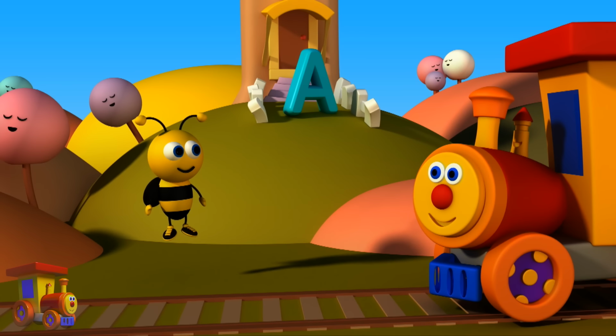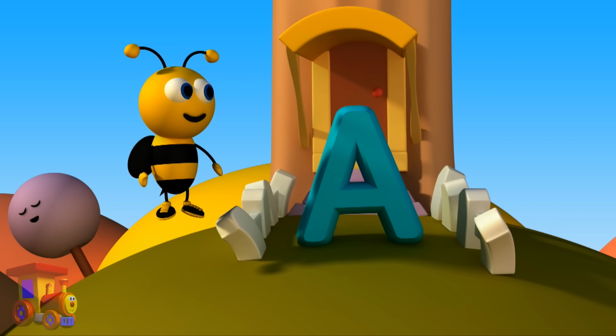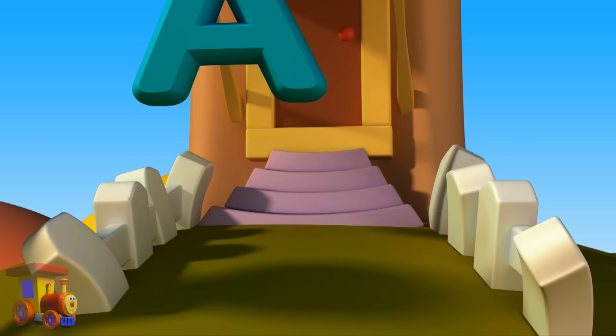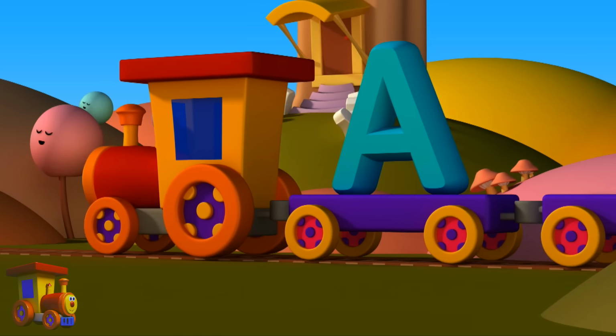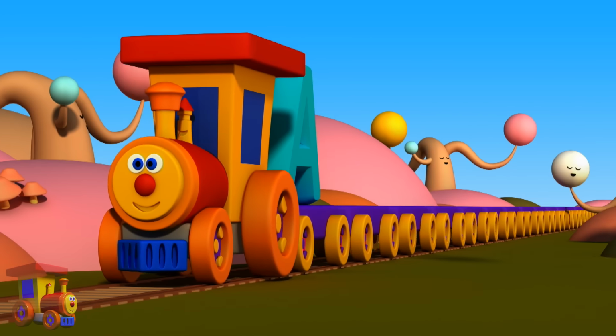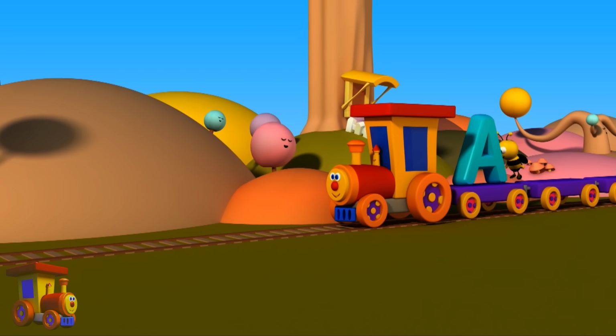Can you see the letter A? Hi! A, will you join Ben and I on this fun ride? Yes! Let's go find the next letter, B.